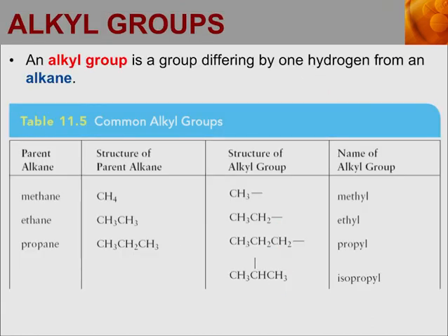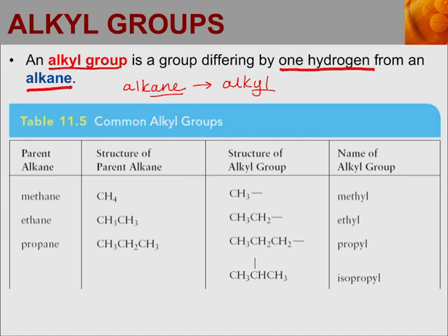Now sometimes we can have a group attached to our main chain of carbons, and we need a way to name that group that's coming off of the main chain. So if you do have a carbon group coming off of the main chain, that would be called an alkyl group. So it's kind of like alkane, but we're just changing that ANE ending to alkyl, YL, alkyl group. So an alkyl group differs by 1 hydrogen from an alkane.